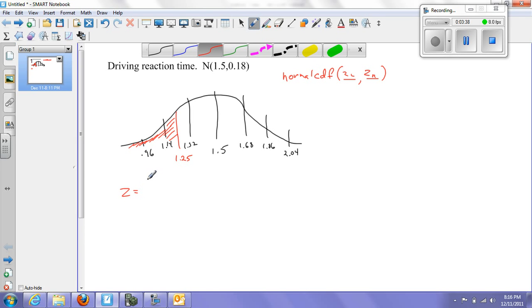Well, let's go to our formula. z is equal to y minus mu over standard deviation. What can I fill in here? Well, I don't know my z yet, but I know that the y is my 1.25, because that's my actual value. I know my mean is 1.50, and I know my standard deviation, again from our normal model up here, is 0.18.